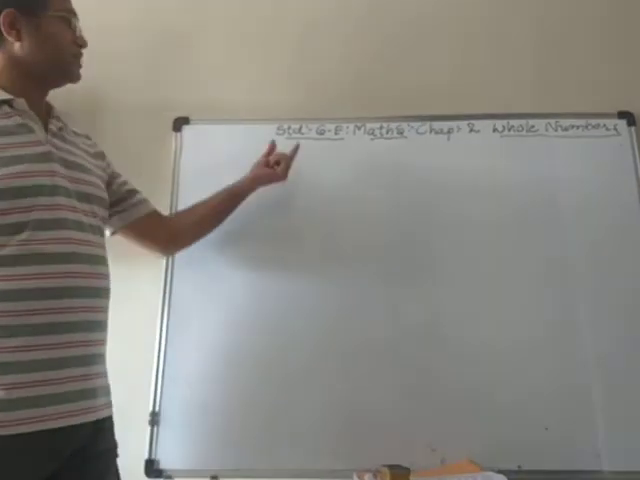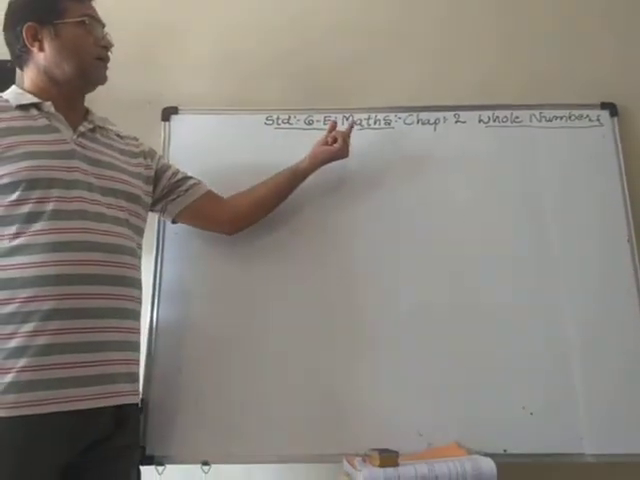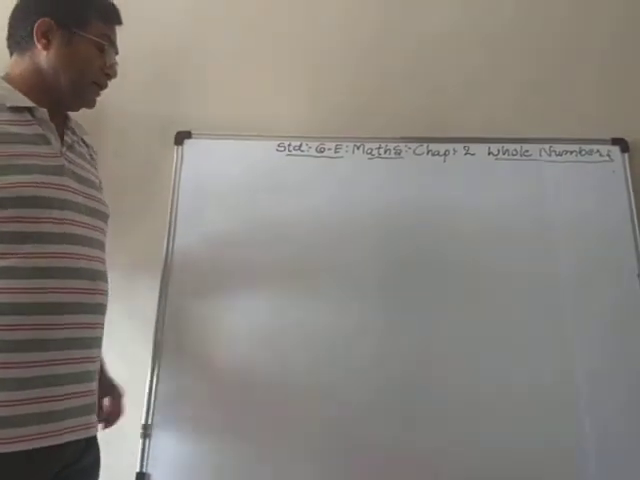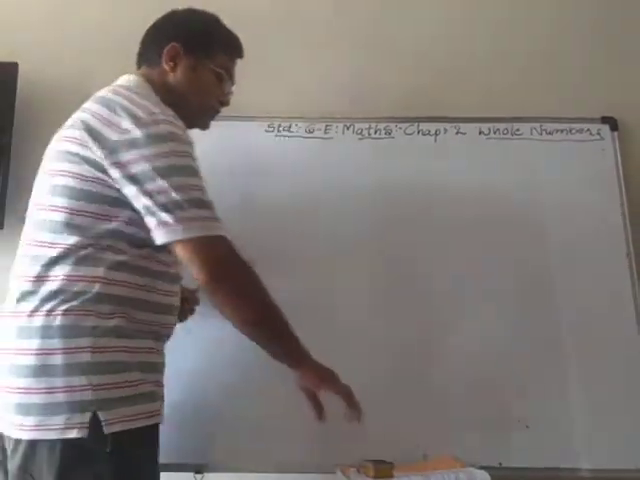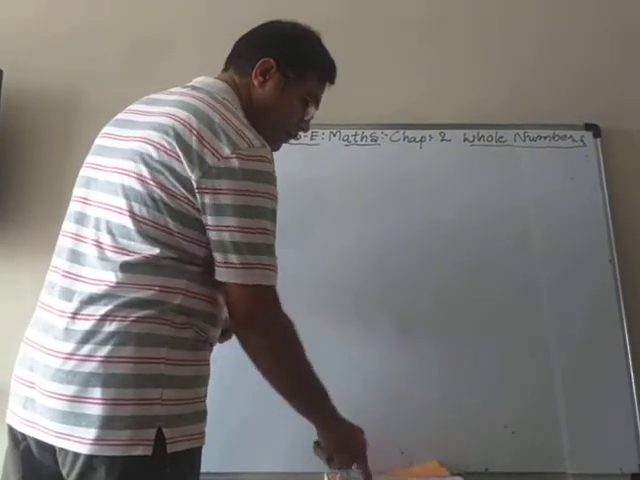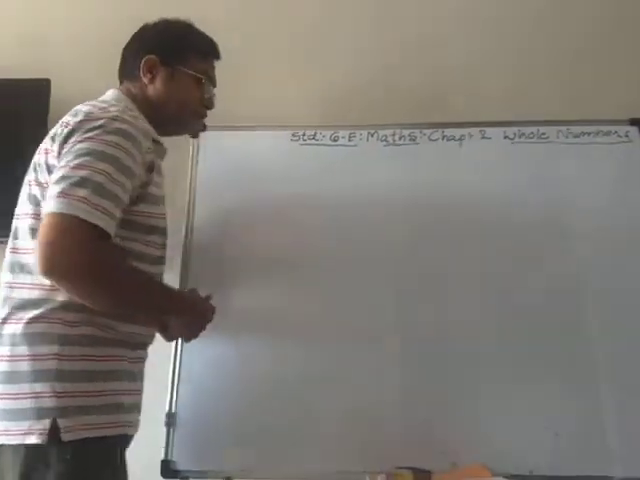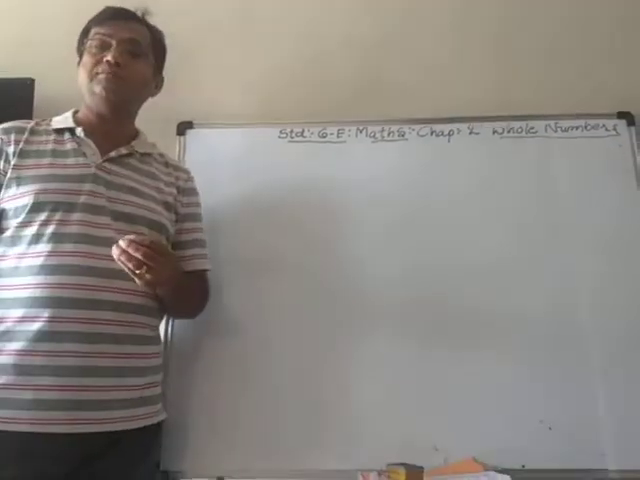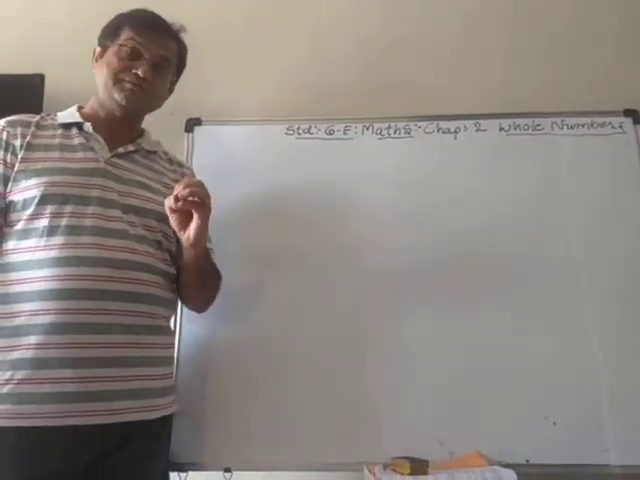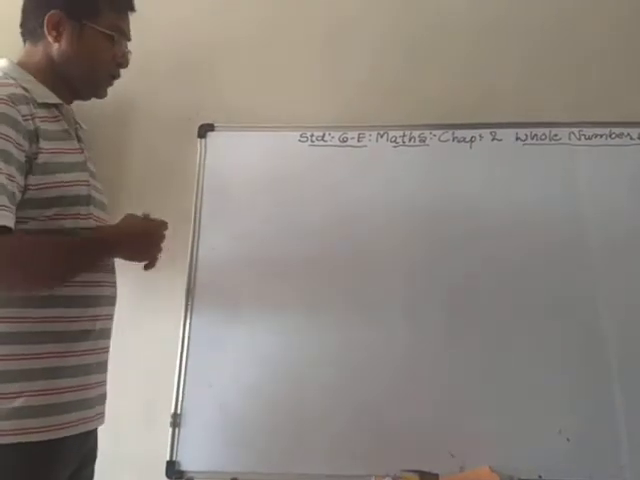Hello students, 6th English medium. In the chapter 2, whole numbers, we learn about how to represent them on number line. Now we are going to learn the addition on number line, subtraction on the number line, and multiplication on number line.